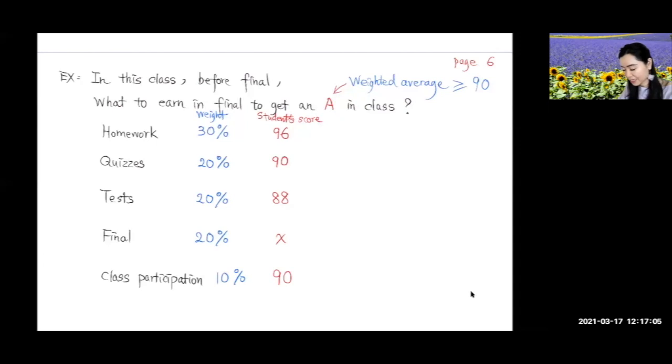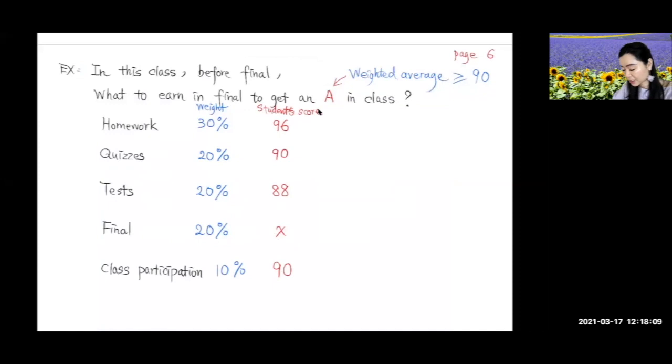Now, say in this class, a lot of students ask me, before the final, what do I need to score in the final in order to get an A in class? So let's think about a situation like that. To get an A in this class, the weighted average has to be 90 and above. Actually, I changed the scale. Let's change the scale. You guys see it, right?